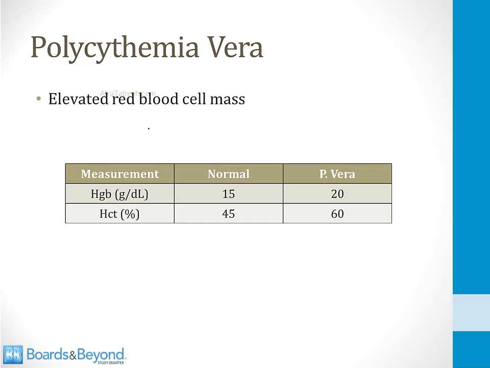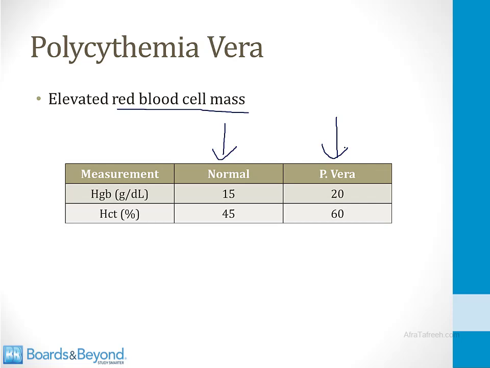Now let's begin our discussion of specific types of myeloproliferative disorders, and we'll start by talking about polycythemia vera. The definition of polycythemia vera is an elevated red blood cell mass. Now we don't normally measure the mass of red blood cells in the plasma, but we do routinely measure the hemoglobin and hematocrit. So I've shown you on the screen a patient with a normal hemoglobin and hematocrit like 15 and 45, and the types of numbers you might see in a patient with polycythemia vera. So for example, a patient with P vera could have a hemoglobin as high as 20 or a hematocrit as high as 60.